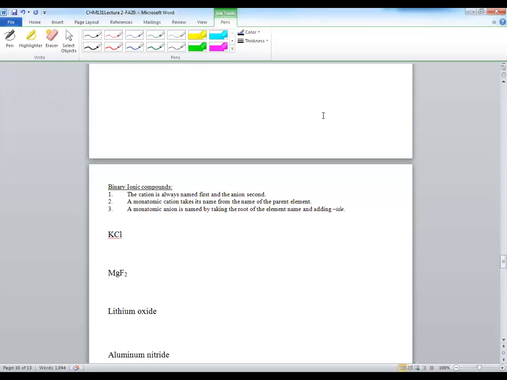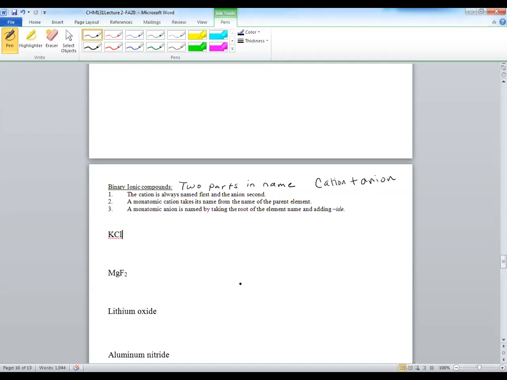Binary ionic compounds are the first ones that we will start naming. They are called binary because they have two parts in the name, meaning that you have the cation that comes first, and then the anion that comes next. There's no parentheses, there's nothing in between.